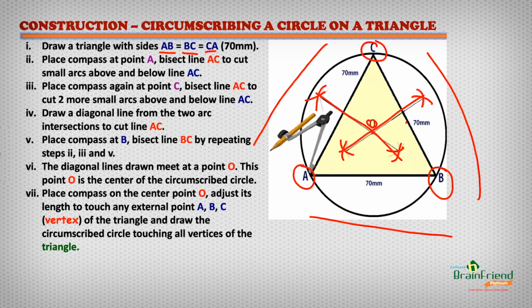Place compass on the center point O. Adjust its length to touch any external points A, B, and C, which are called the vertices. And draw the circumscribed circle touching all vertices of the triangle. Now let's watch an illustration to see how we can construct these geometric shapes.